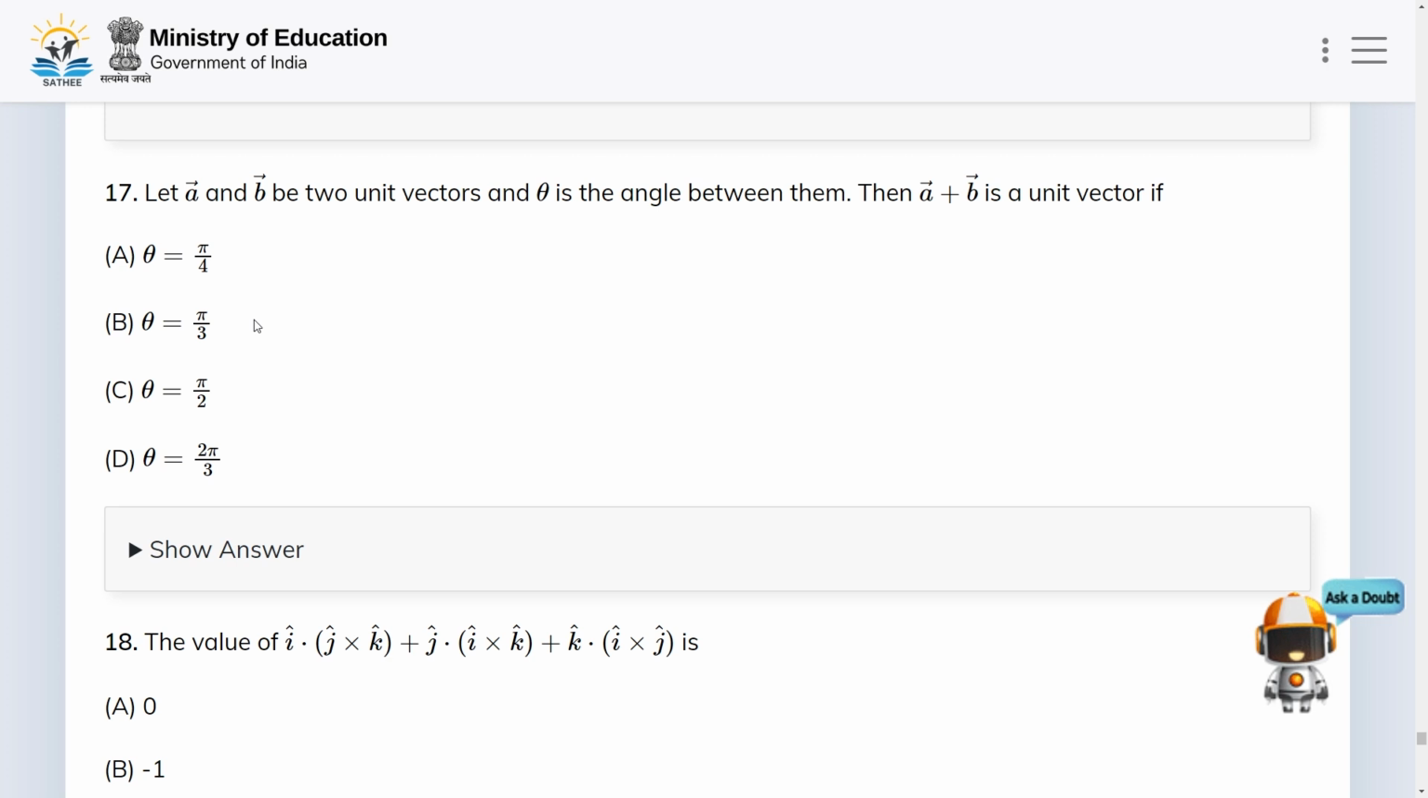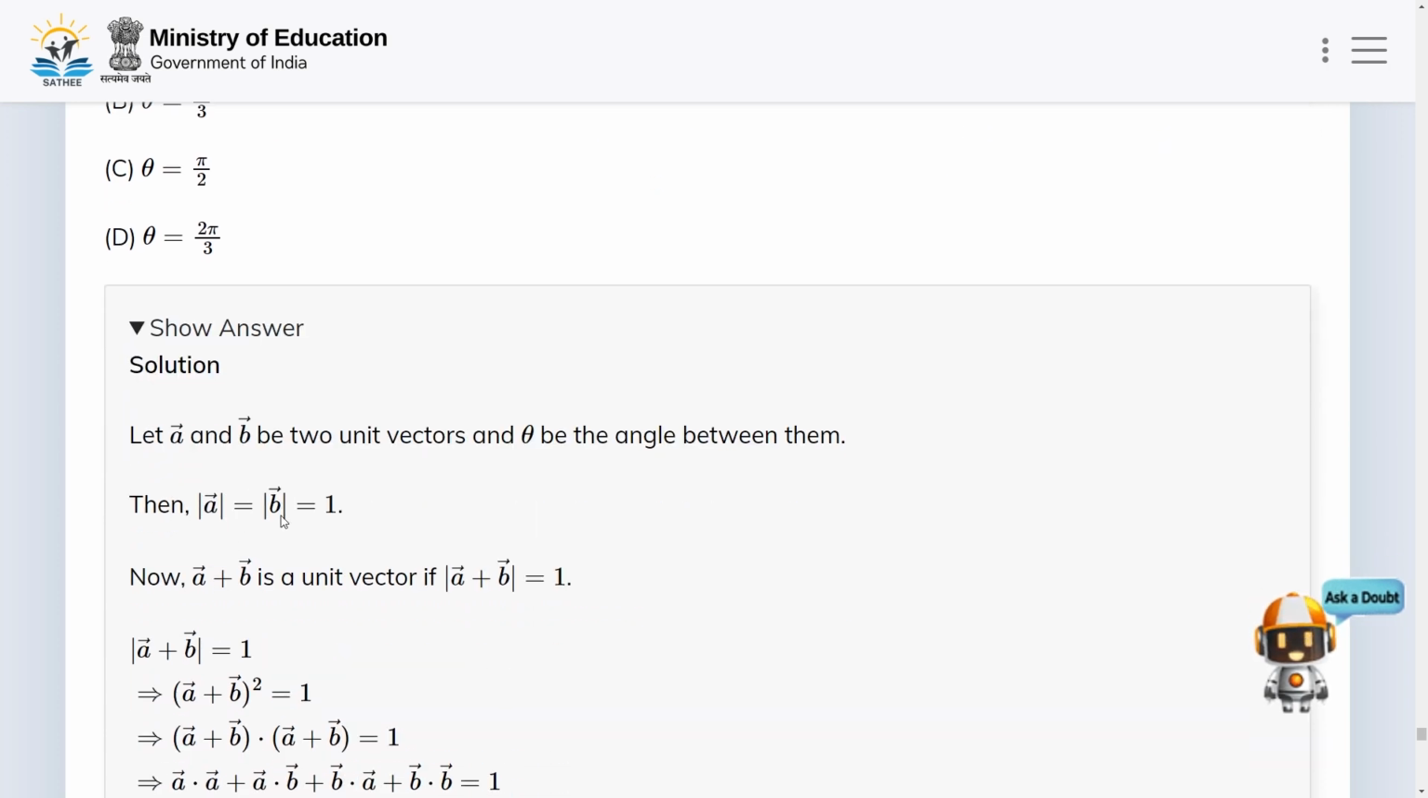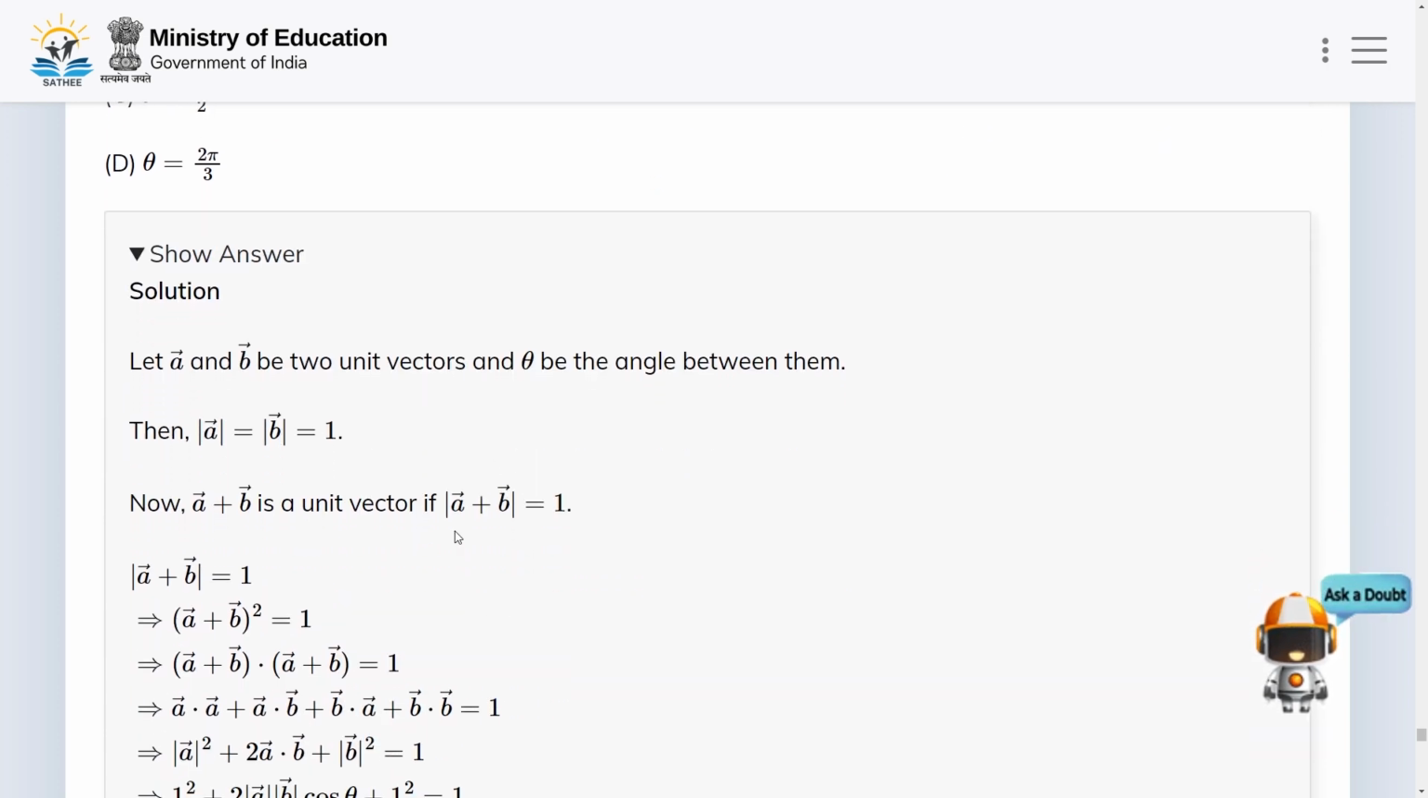Now 17th problem. Let A vector and B vector be two unit vectors, and theta is the angle between them. Then A vector plus B vector is a unit vector if... So you have to find the condition where this must be a unit vector. It is already given that A and B are unit vectors, so the magnitude of A and the magnitude of B must be 1, and the magnitude of the sum of A and B must also be 1.